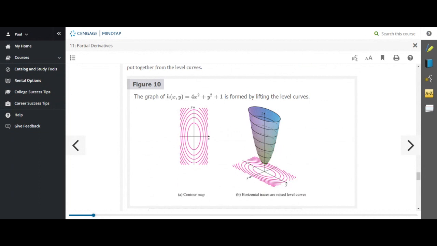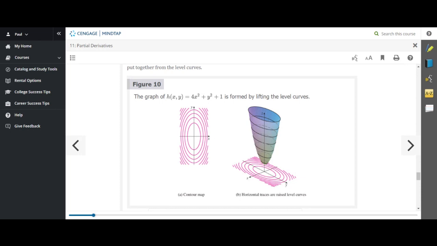And they say that the graph of the surface can be formed by lifting the level curves. What they're doing on that paraboloid is cutting it at different levels, equally spaced. Different levels are z-values. Take those cuts and project them down into the xy plane, and that gets you an idea of what your surface looks like.